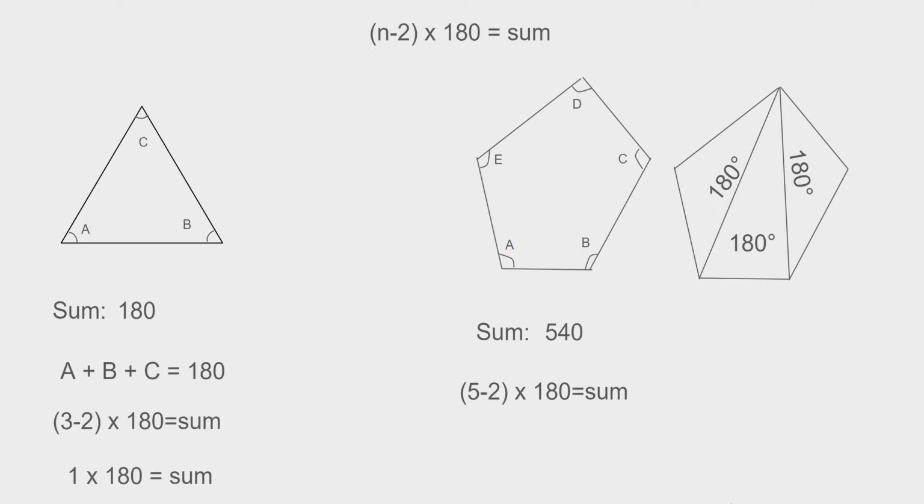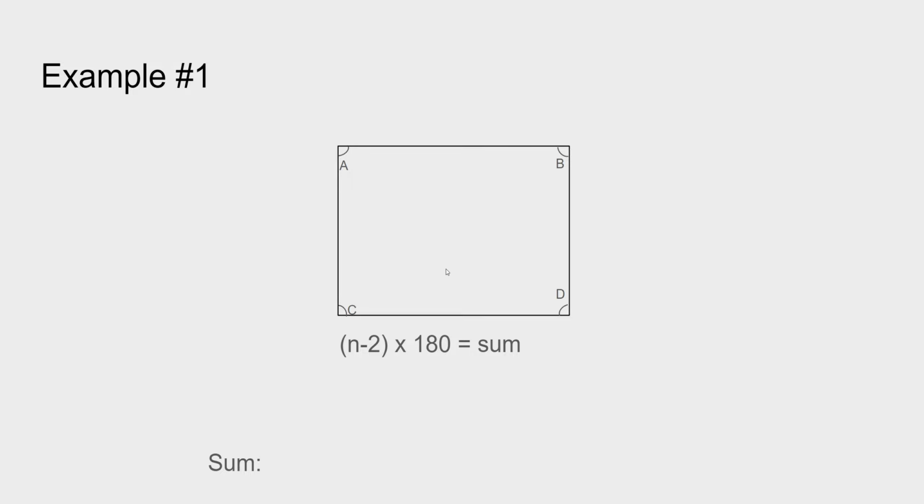Now that we know how this formula works, we can use it on other examples, such as this rectangle. We will have to cut this rectangle in half for 2 triangles. Now that we have 2 triangles, we can now have 4 minus 2 times 180 for a sum of 360. This is because each triangle has 180 degrees, and there are 2 angles being used, 2 not, which is where the minus 2 comes from.